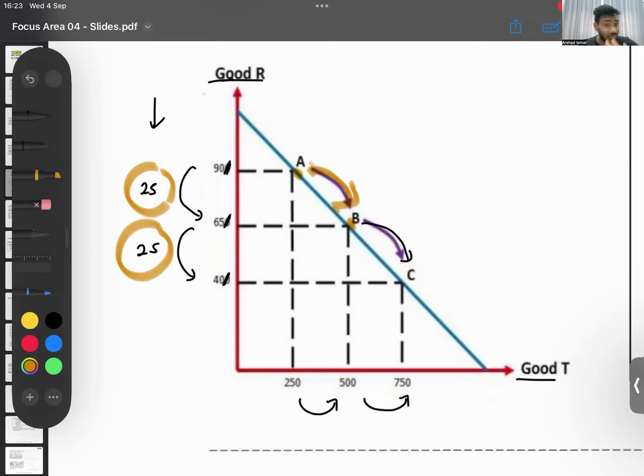I'm not saying zero opportunity cost. I'm saying there is an opportunity cost, but the opportunity cost is constant. So every time we move from one point to another point, when we increase this good by 250, 250, 250, we keep on sacrificing the same amount of that. That's what you call constant opportunity cost.